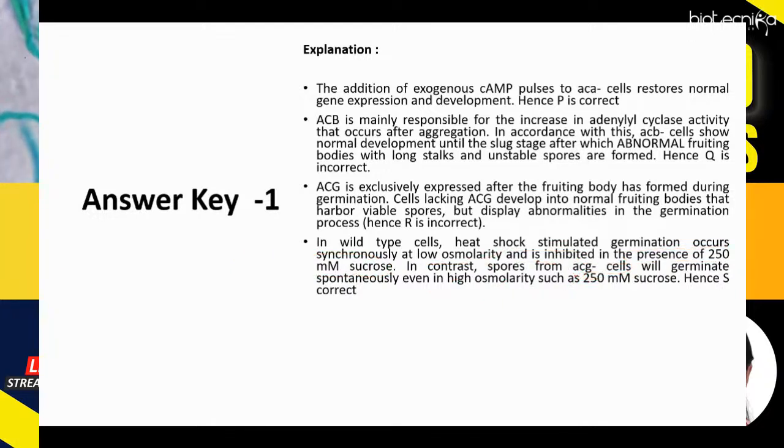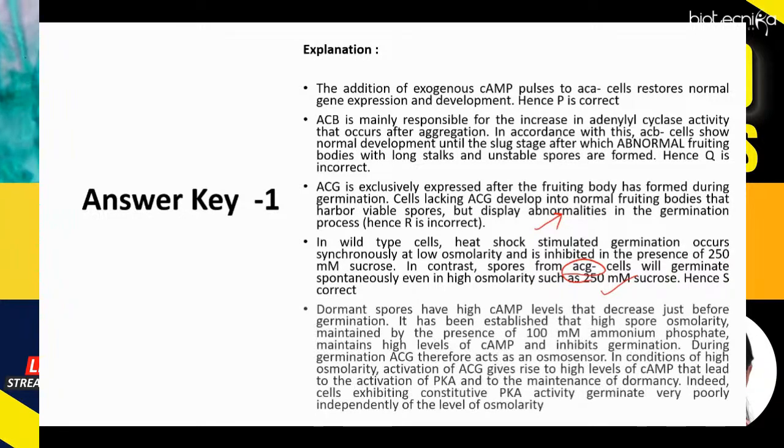But if ACG minus cells are there, they cannot control. So even in high osmolarity they will germinate. No matter what the conditions, ACG minus cells will germinate irrespective of the outer conditions. So that is what is abnormal germination. They will display abnormalities in the germination process. So hence S is correct.